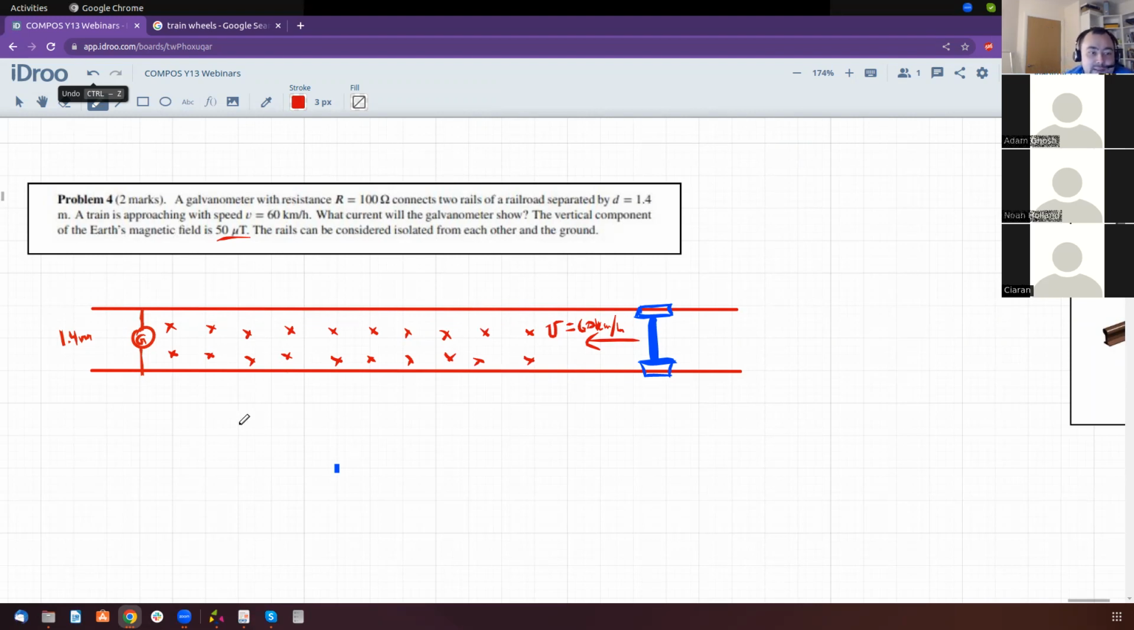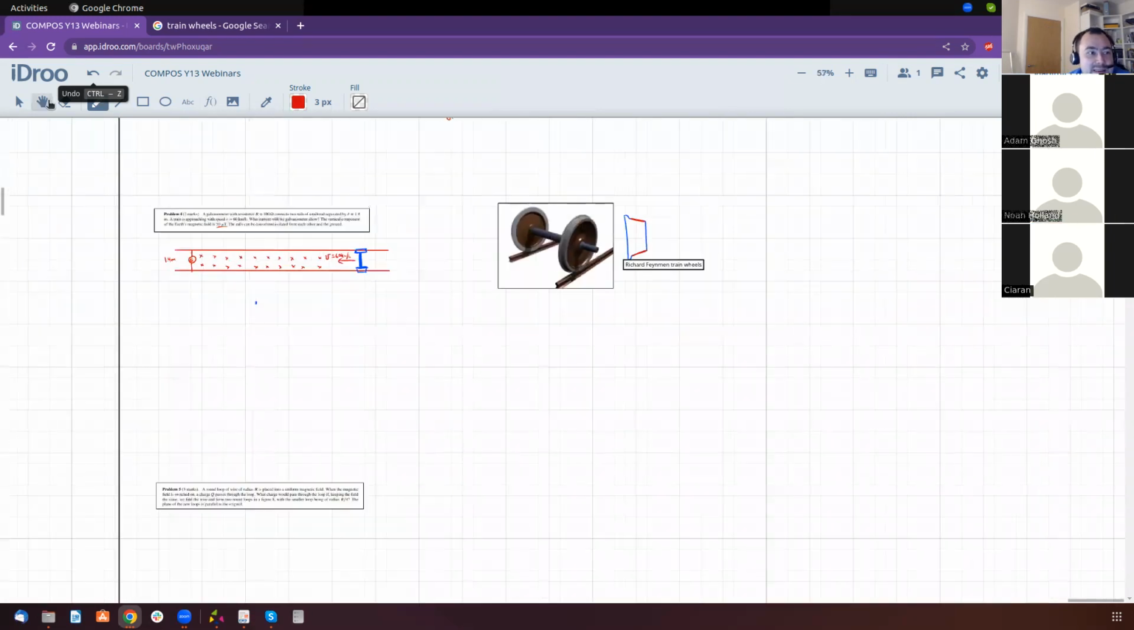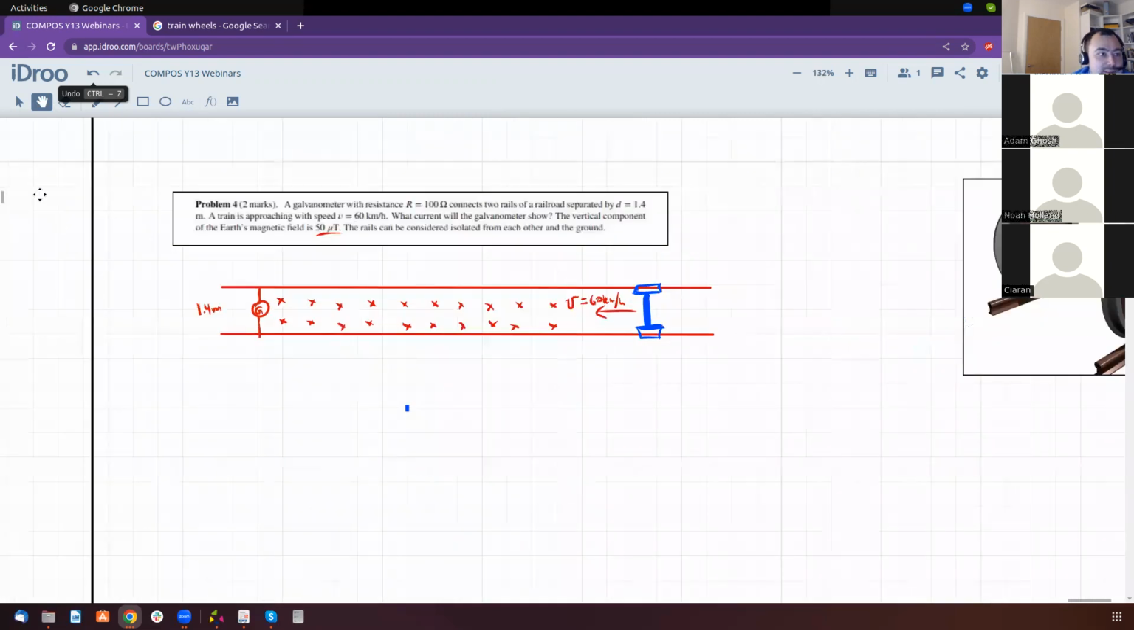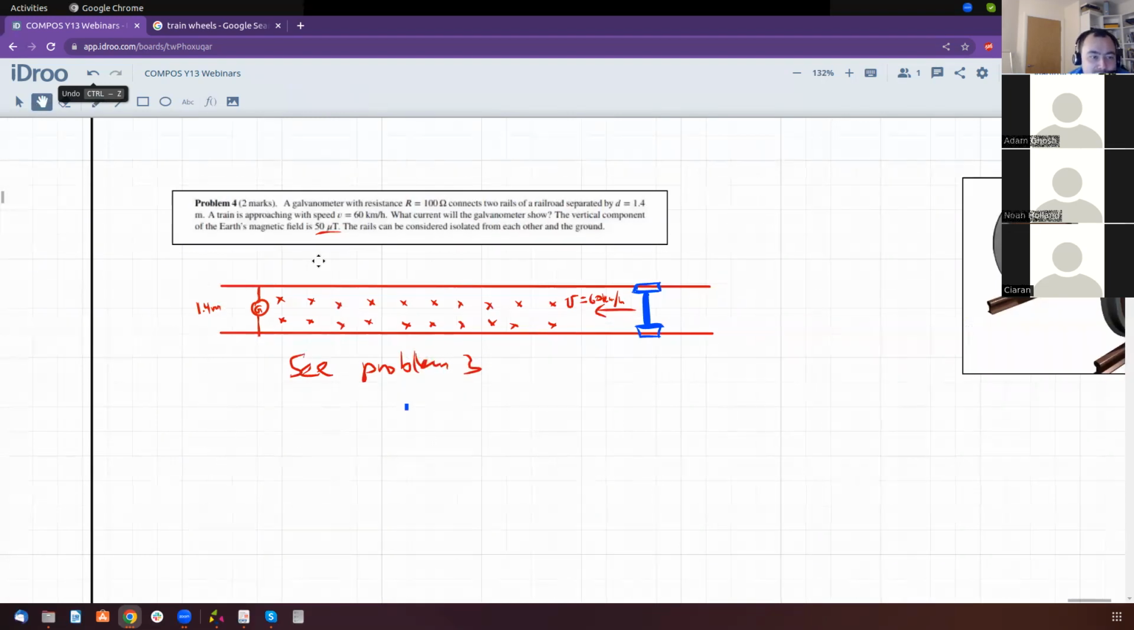But that still doesn't change anything. And the solution is the same as before. Yeah, so the solution is the same as problem 3. See problem 3. Problem 3. Okay.